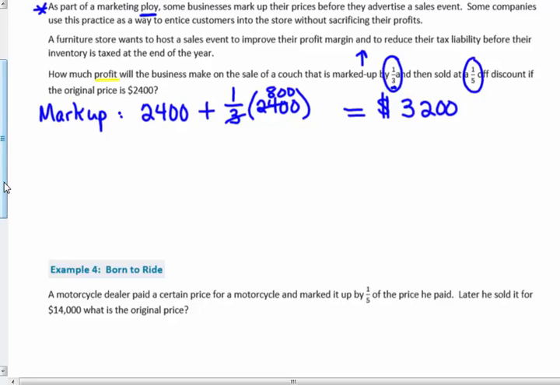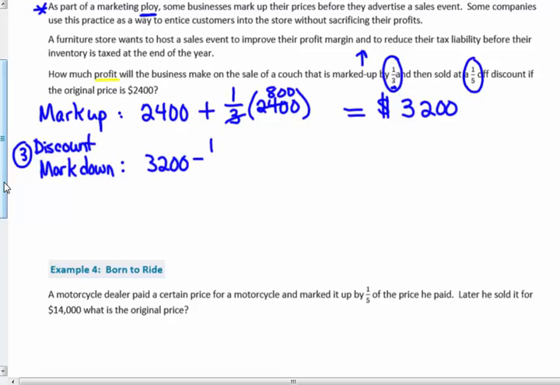Okay, now they're saying it's going to be on a 1/5 discount, which is also called a markdown, so I'm going to write both. The discount is 1/5 off. Well, we did that in the first examples on the first front page. So you start with the original price, and I'm going to subtract 1/5 of that $3,200.